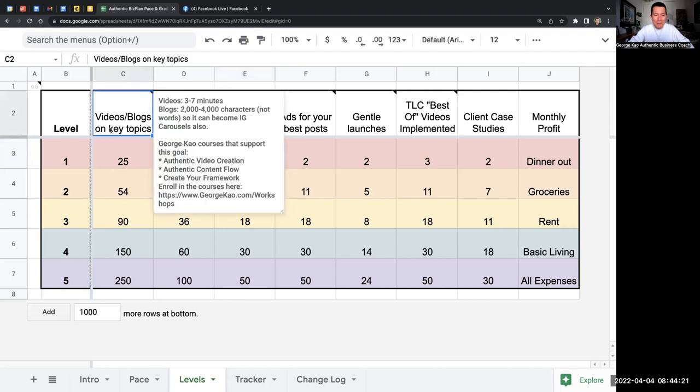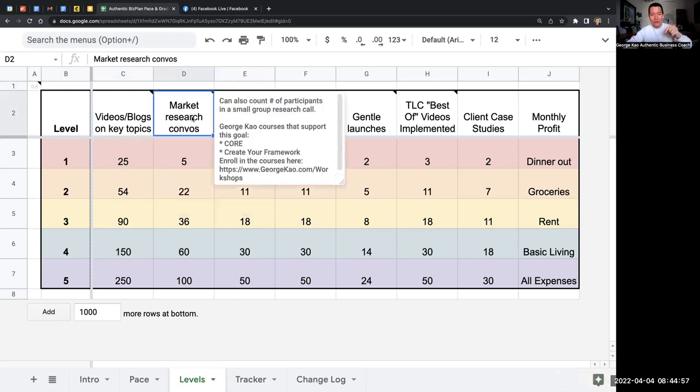And what I mean by key topics is topics that are part of your framework in some way. If you don't know what a framework is, or you want to build your own framework, I have a whole course on that. You can check out all my courses at georgecow.com/workshops. So basically, videos and blogs on key topics within your framework. Remember, the three stages of content, we're always working our way towards the third stage of content. You can Google the three stages of content creation for my blog post about that.